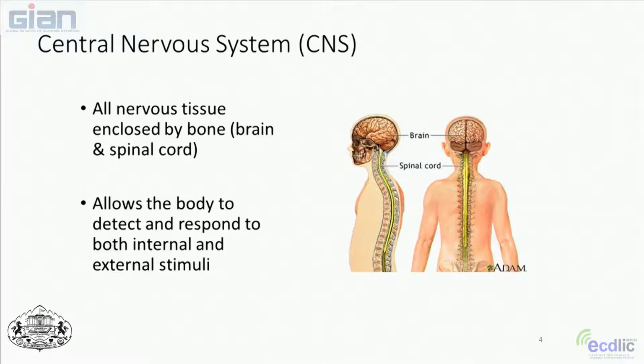Okay, the central nervous system is basically the brain and the spinal cord. So it's all the nervous tissue that is enclosed by bone. The brain and the spinal cord allow the body to detect and respond to both internal and external stimuli. Internal would be different functioning of the organs and things like that, digestion, and external, of course, is things that go around in our surrounding environment.